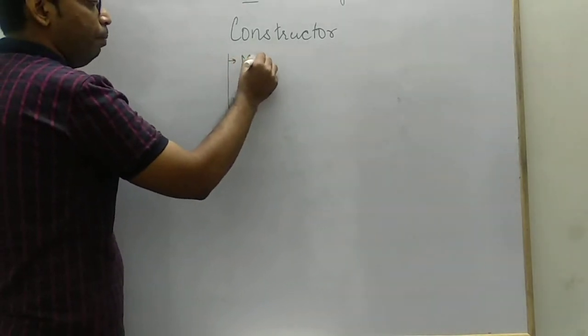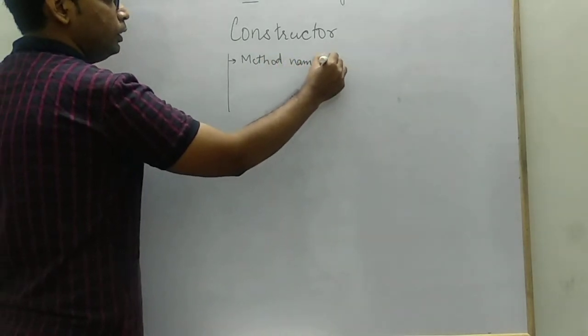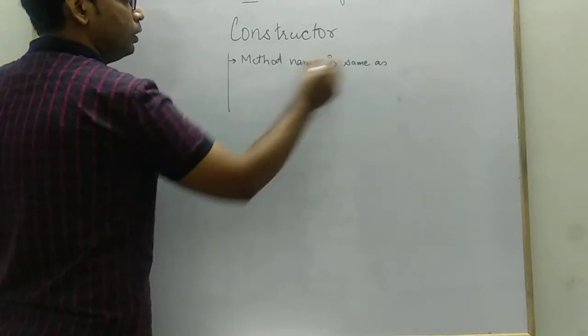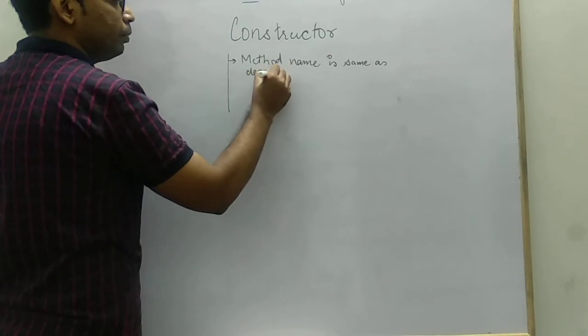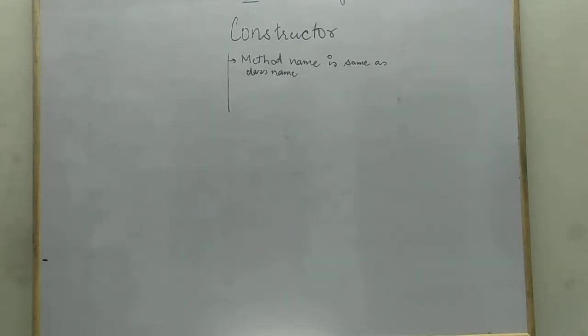That means method name is same as class name. Okay, so method name is same as the class name and it must be the same. In normal condition, if you write a method name with the class name the same, then the compiler raises an error. But here we have to define it in a different way.